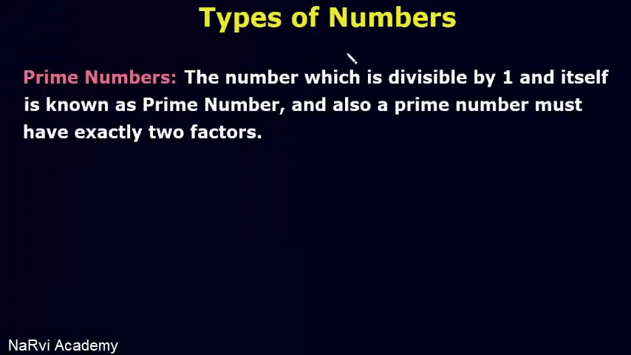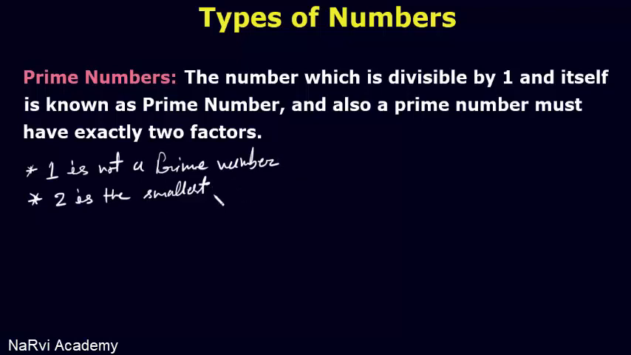Prime numbers. The number which is divisible by 1 and itself is known as a prime number. And also, a prime number must have exactly 2 factors. Remember, 1 is not a prime number and 2 is the smallest prime number. So the set of prime numbers starts from 2, then 3, then 5, then 7, then 11, and so on.